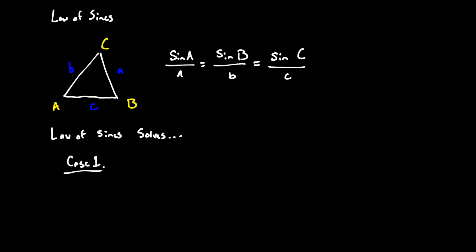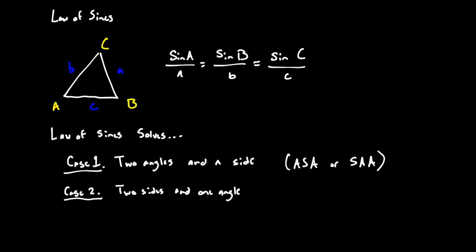Case 1 is what we saw in example 1, where we were given 2 angles and a side. This is denoted as angle-side-angle, or side-angle-angle. The other case that the law of sines will solve is when we have 2 sides and 1 angle.